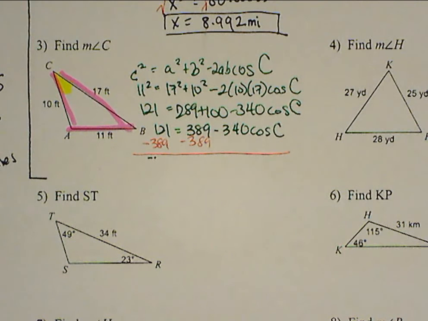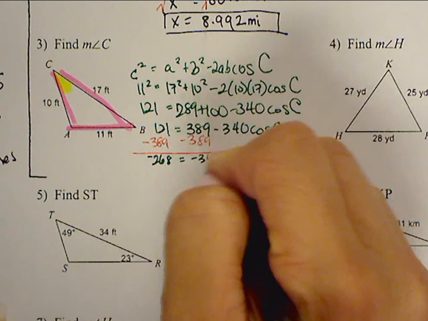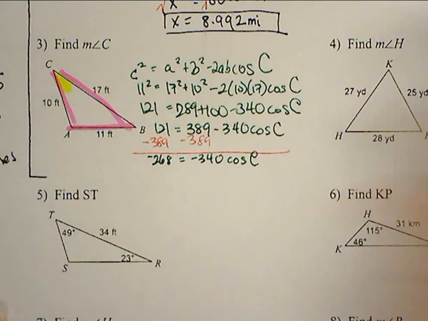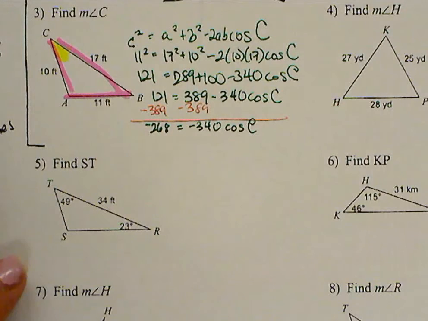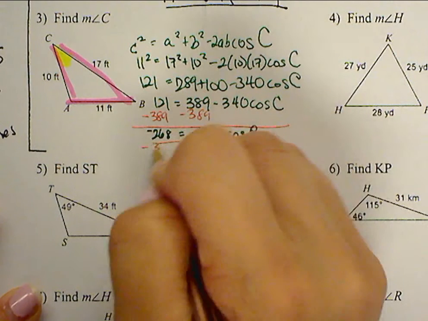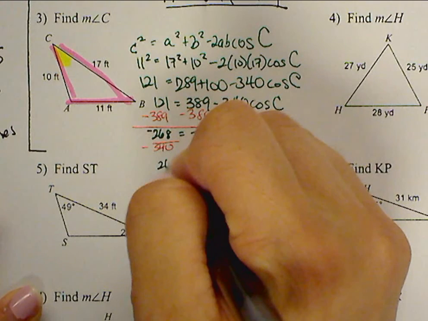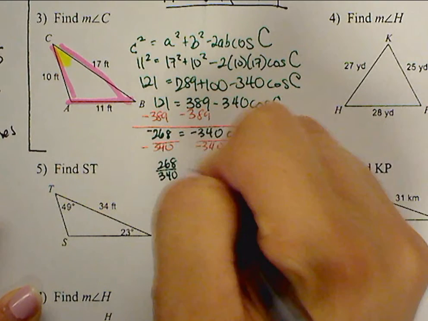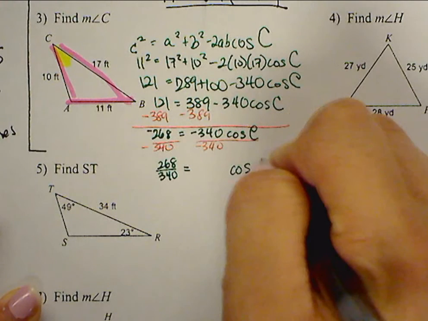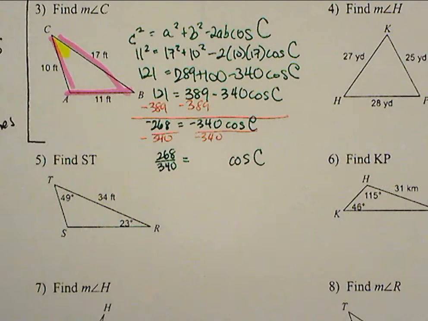121 minus 389 is negative 268 equals negative 340 times cosine C. What should I do now? Divide by negative 340. What's a negative divided by a negative? Positive. So I'm going to get positive. I'm not even worried about reducing that fraction. Okay? Because cosine, so did I find my C?